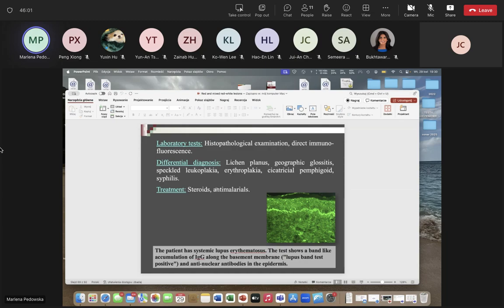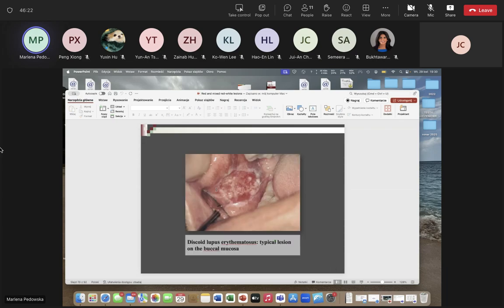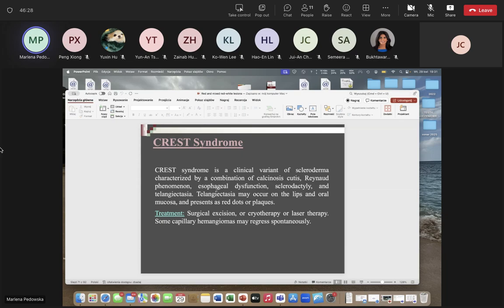the systemic lupus. After the laboratory testing is the histopathological examination, and the patient who has systemic lupus erythematosus shows a band-like accumulation of IgG along the basement membrane, so the lupus band is positive, and the anti-nuclear bodies in the epidermis. And this is a lesion which is characteristic for the discoid lupus erythematosus on the buccal mucosa.